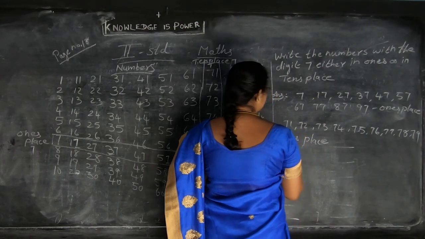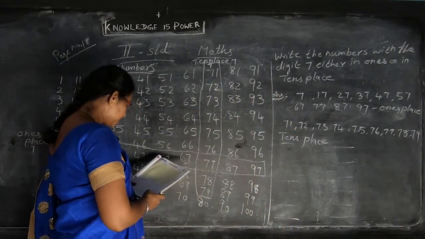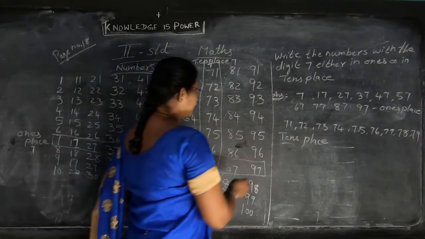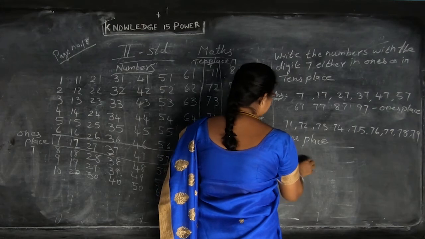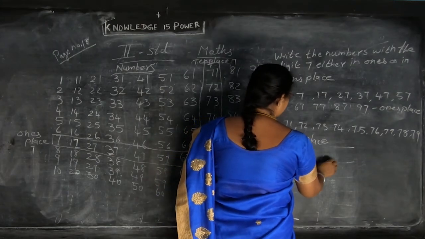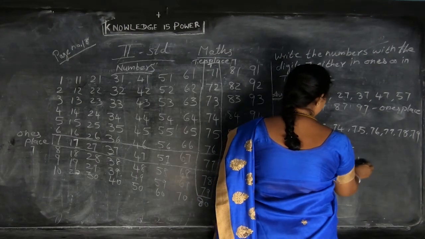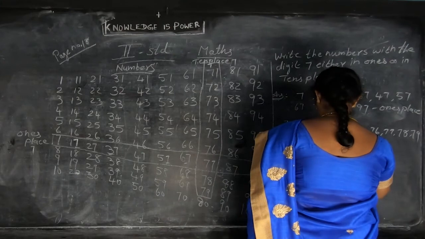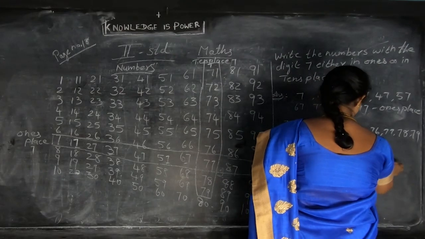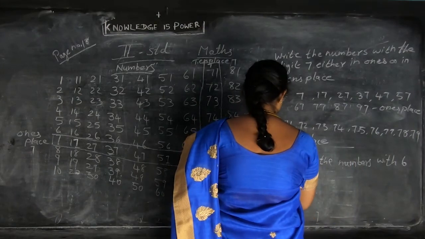Okay, this is answer. Then next one, write all the numbers with 6 in tens place.